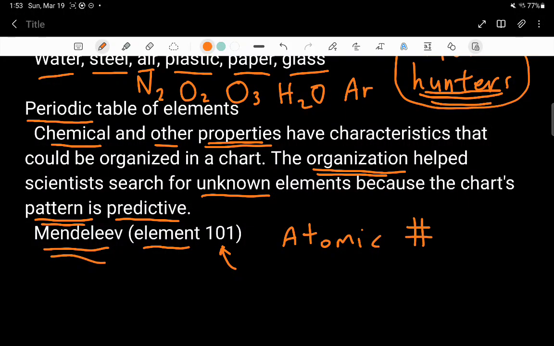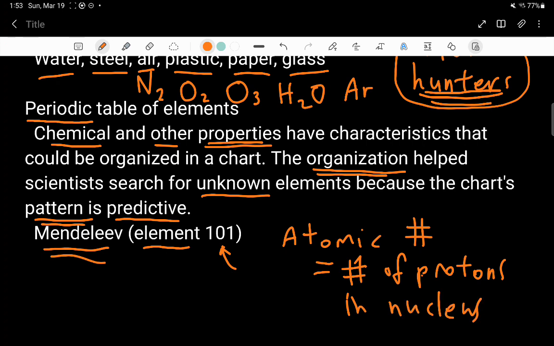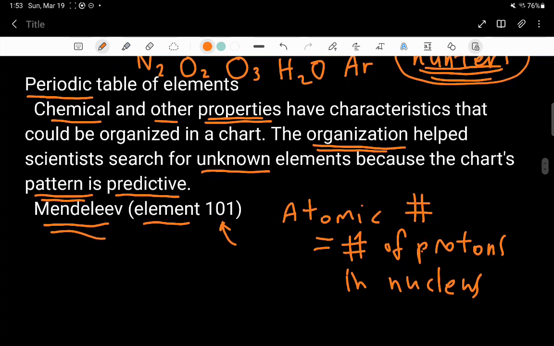And this atomic number is equal to the number of protons in the nucleus of the particular kind of atom. So this is called the proton number or the atomic number. And if you go look at atomic number 101 on this periodic table of elements, it's named for Mendeleev, right?